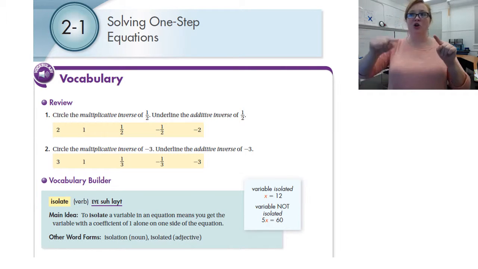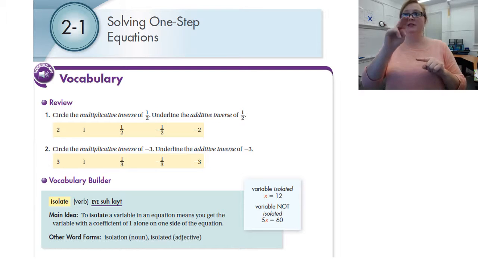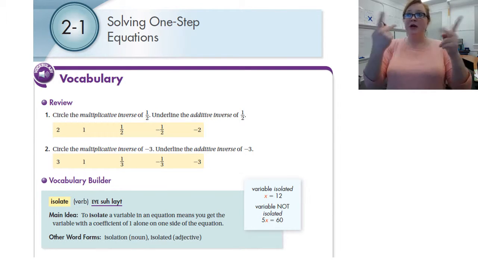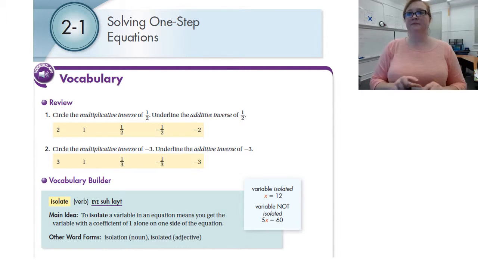Number 1, circle the multiplicative inverse of 1/2. What number times 1/2 would equal 1? Underline the additive inverse of 1/2. What number added to 1/2 would equal 0?